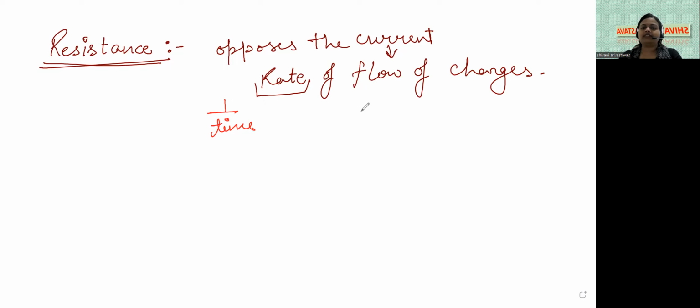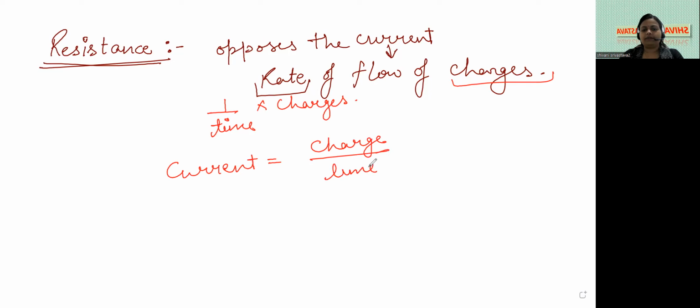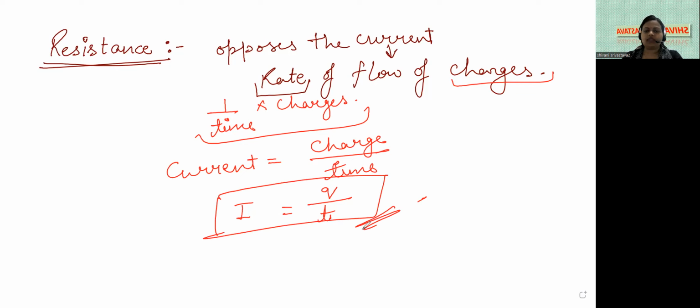Okay. So flow of charges means rate of what? Flow of charges. By the definition only, we can get current is equal to charge upon time, rate of flow of charges. Current is denoted by capital I, and charge is denoted by Q upon T as usual. Time is denoted by T. So we can say I is equal to Q upon T, right?